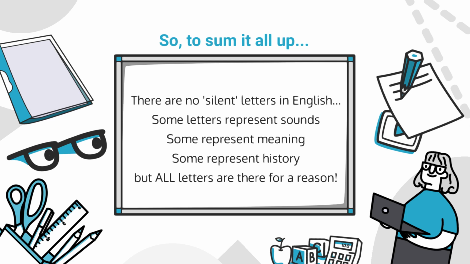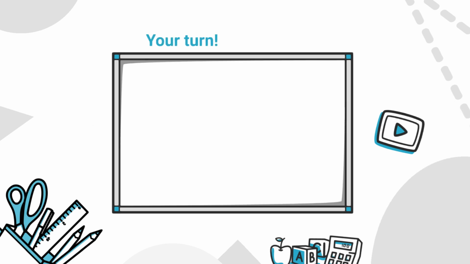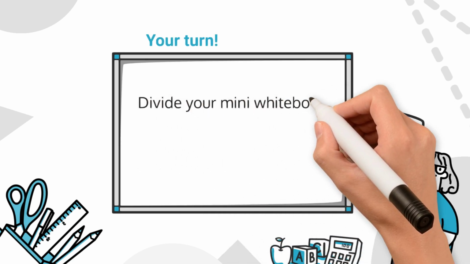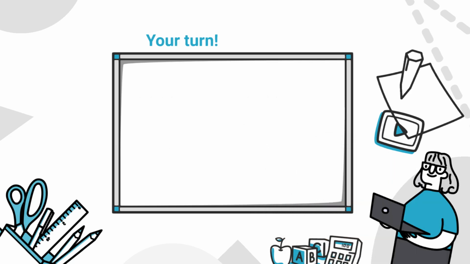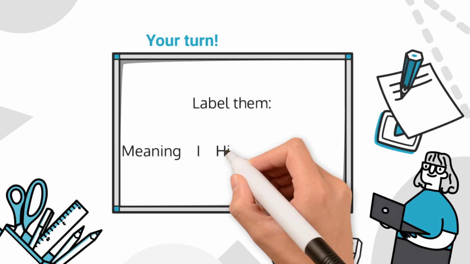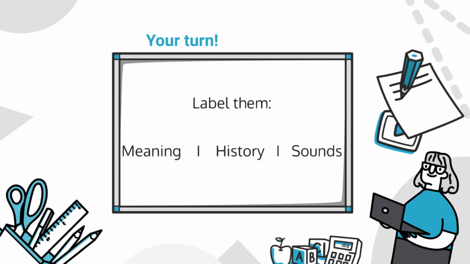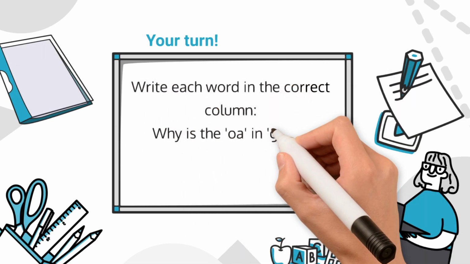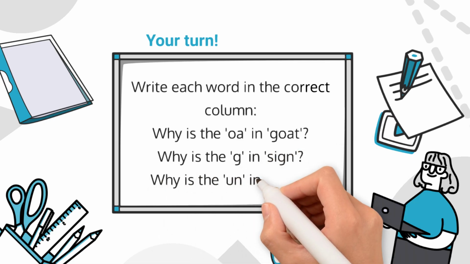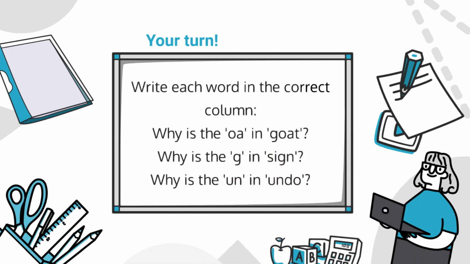It's your turn. Divide your mini whiteboard or page into 3 columns. Label them meaning, history, and sounds. Write each word in the correct column. Why is the OA in goat? Why is the G in sign? Why is the UN in undo?